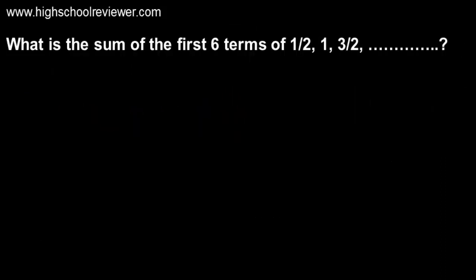What is the sum of the first 6 terms of 1/2, positive 1, and 3/2? So to solve for the sum of the sequences, we have the formula S sub n is equal to n divided by 2 multiplied by a sub 1 plus a sub n.